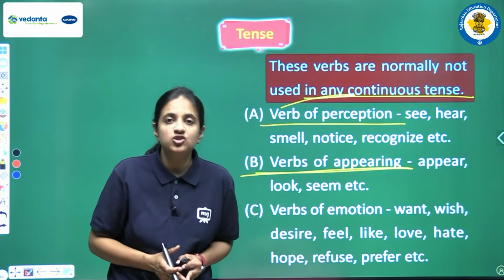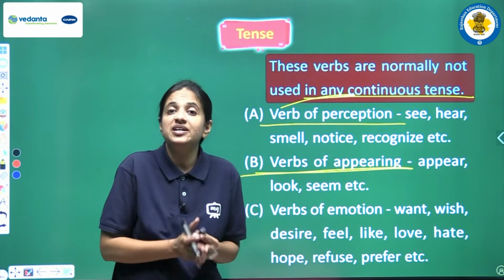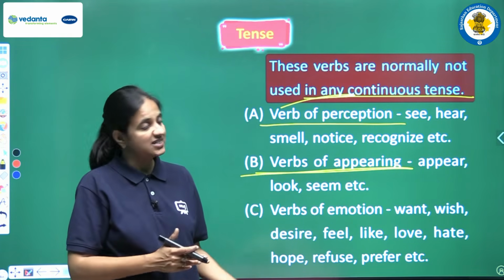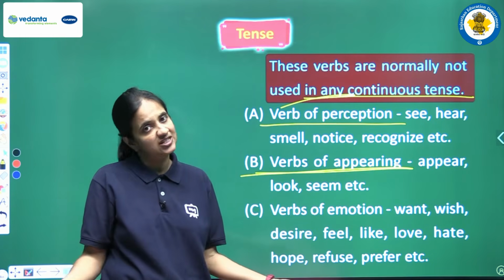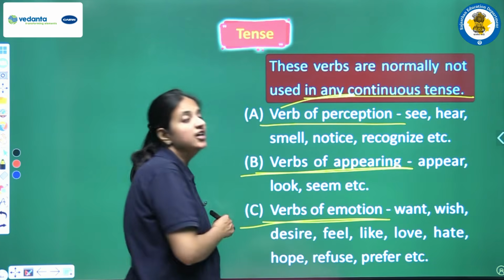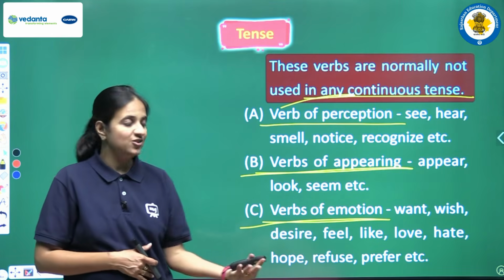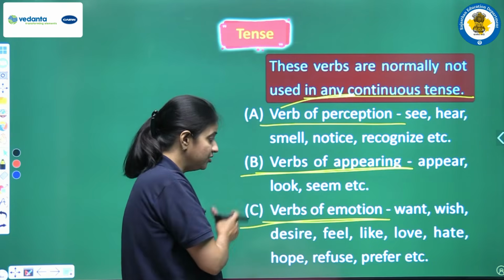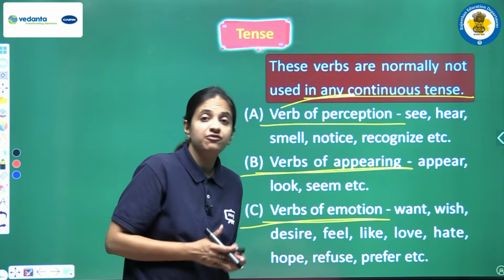So words that show someone's appearance, verbs from which we come to know about someone's appearing, such words we also do not write in continuous tense. So for example, we are having appear, look, seem, or there may be so many other words also. Okay, next we are having verbs of emotions. Okay, so these are some of the emotions that are never used in present continuous tense, like we are having want, wish, desire, feel, like, love, hate, hope, refuse, prefer, etc.